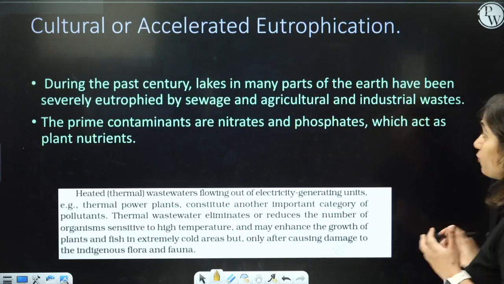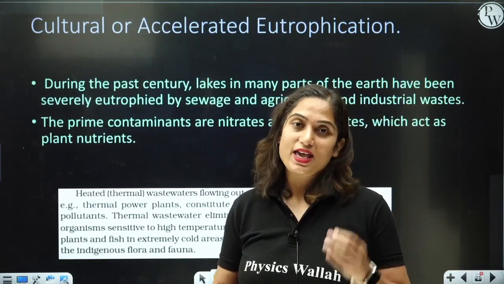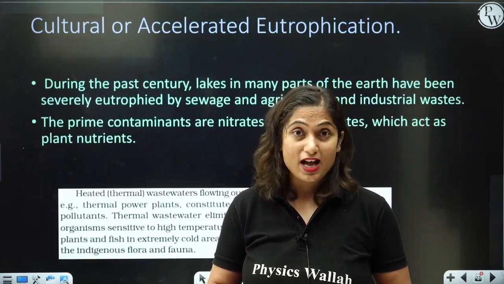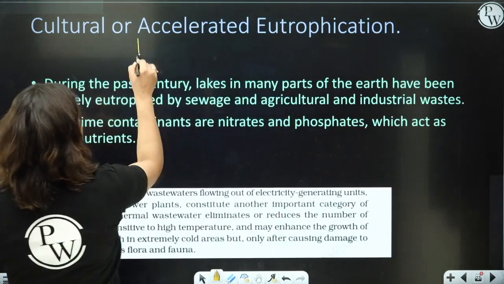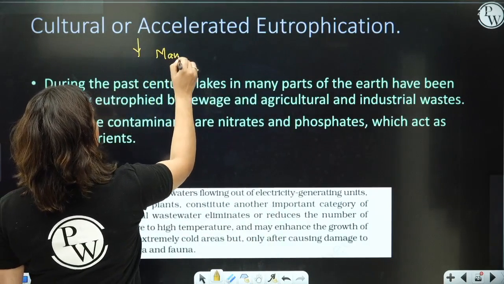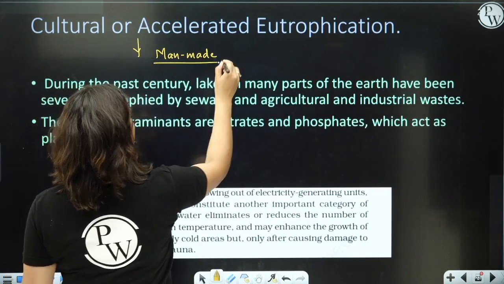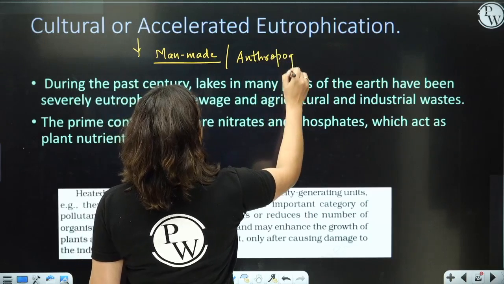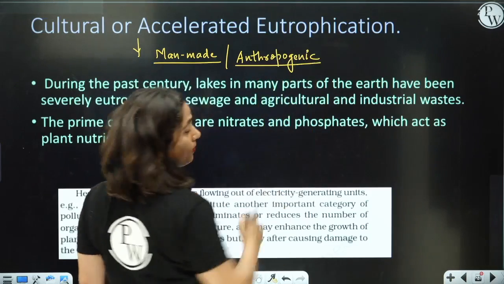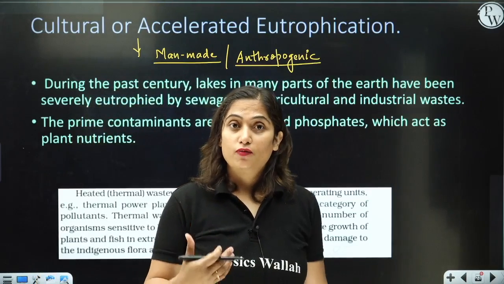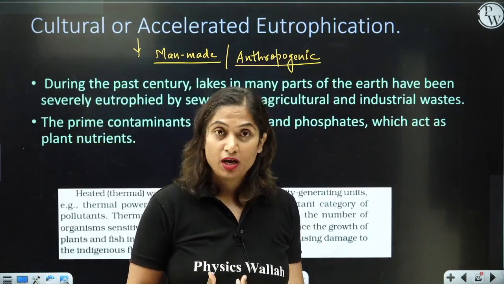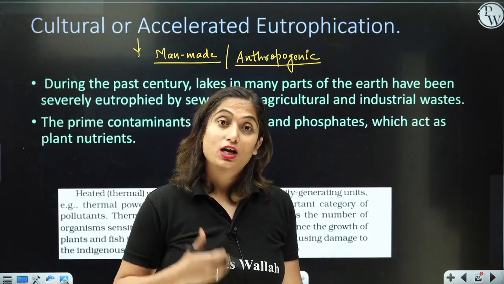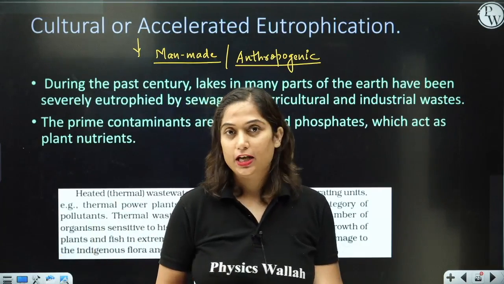But what is problematic is cultural or accelerated eutrophication. This is aging of lake done not naturally but by man. So this is man-made, or you can also call it anthropogenic. So when the aging of lake is done due to man-made reasons, that is called anthropogenic aging of lake, or cultural aging of lake, or accelerated aging of lake.